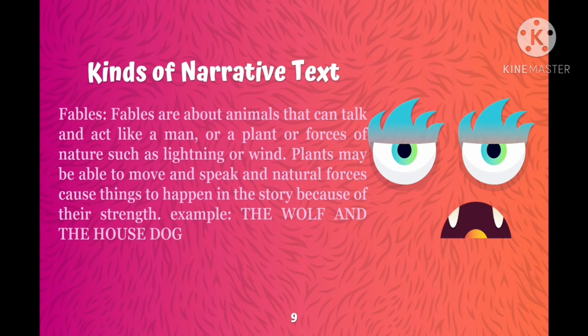Next is fables. Fables are about animals that can talk and act like a person, or a plant, or forces of nature such as lightning or wind. Plants may be able to move and speak, and natural forces cause things to happen in the story because of their strength. The example, the wolf and the dog, the house dog.